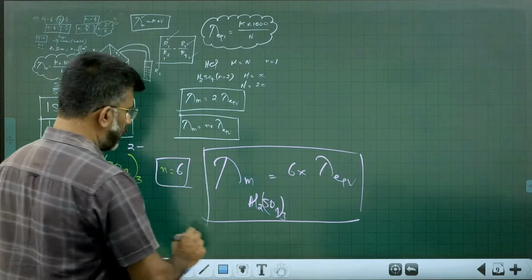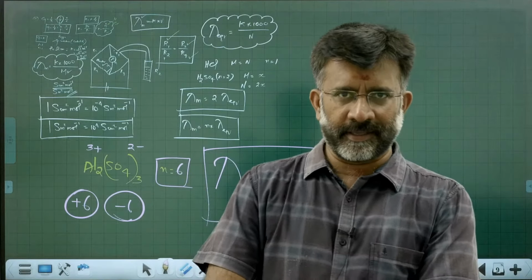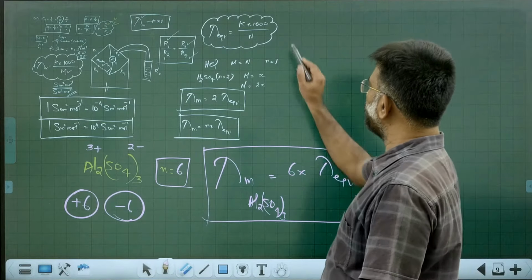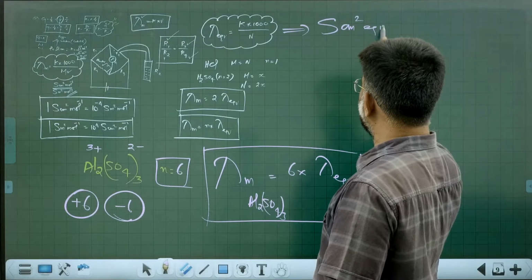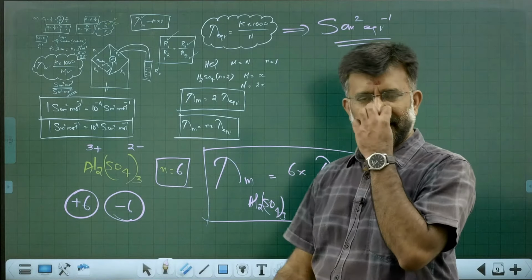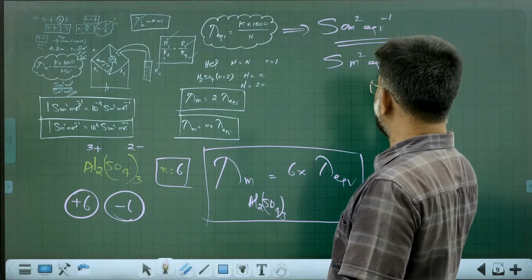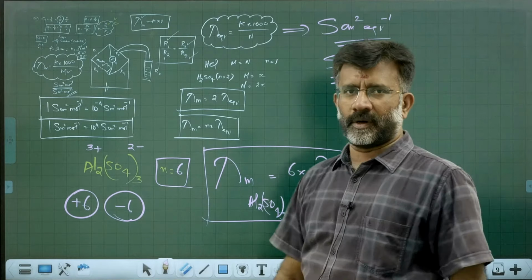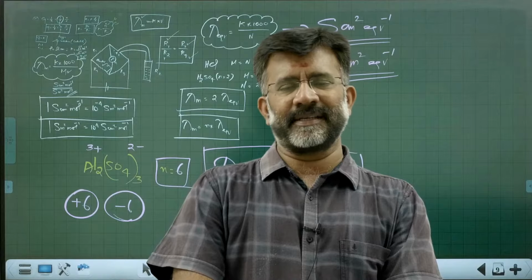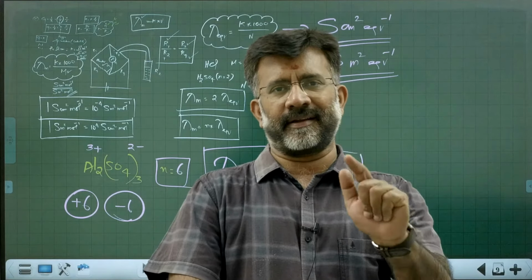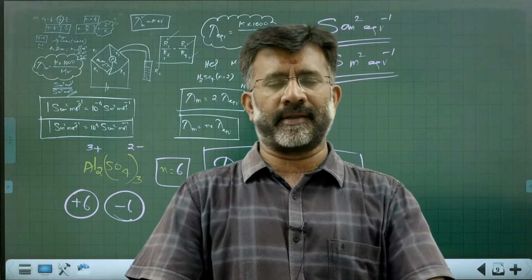Like that, you can also have a relation between molar conductance and equivalent conductance. The unit of equivalent conductance will be Siemens centimeter square per equivalent, or Siemens meter square per equivalent. That is the unit of lambda equivalent. So that is about resistance, resistivity, conductance, conductivity, molar conductance, equivalent conductance, and their interrelationships.